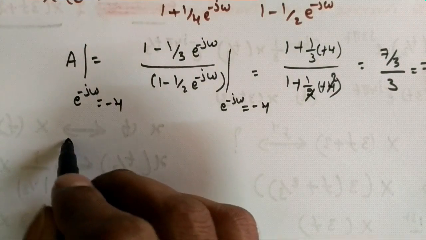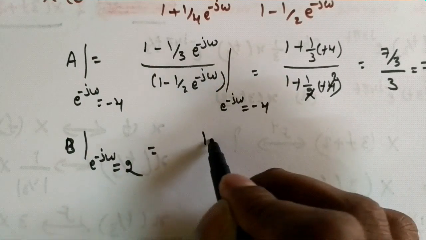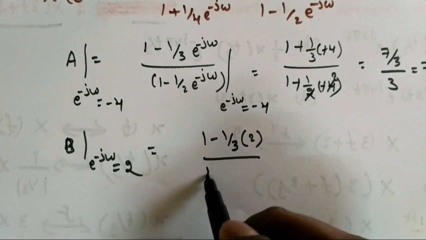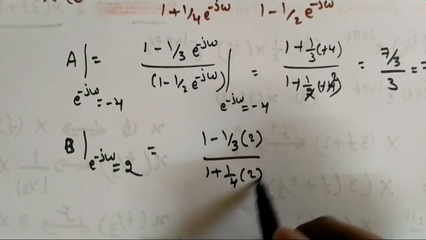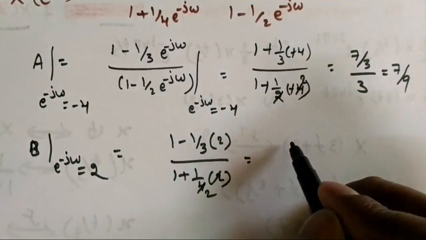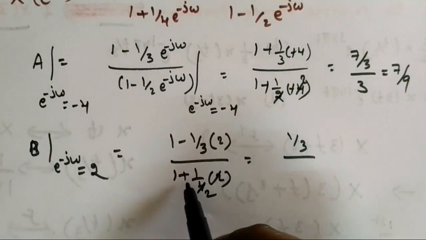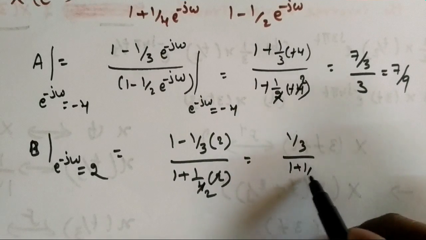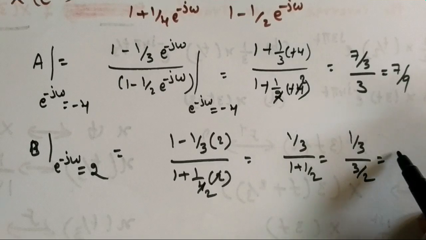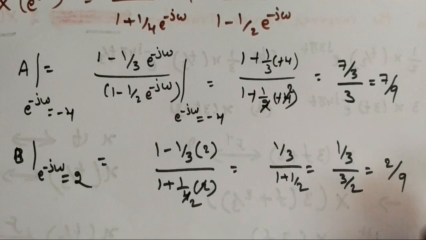Similarly, we can find b, where e power minus j omega is equal to 2. I directly substitute: 1 by 1 plus 1 by 4 into 2. So the 2's cancel, this will become 1 by 1 plus 1 by 2, that is 1 by 3 by 2. So what is this? Simply 2 by 9. So a is 7 by 9, b is 2 by 9.